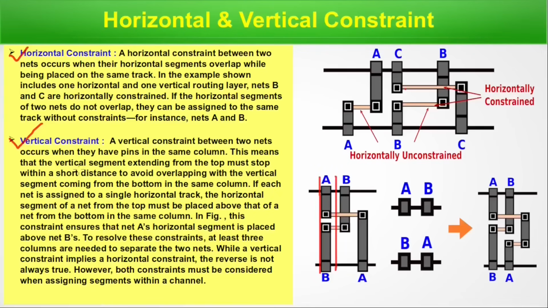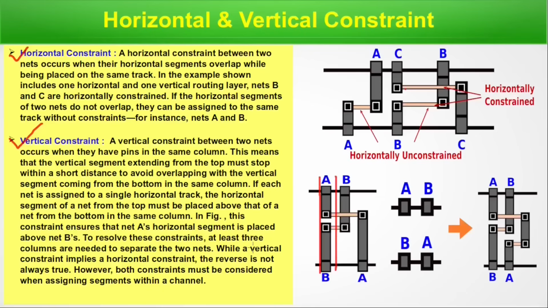So this means that the vertical segment extending from top must stop within a short distance to avoid overlapping with the vertical segment coming from bottom in the same column. So that has stopped. If each net is assigned to a single horizontal track, the horizontal segment of a net from top must be placed above that of a net from bottom in the same column. In the figure, segment A is placed above B. This constraint ensures that net A's horizontal segment is placed above net B's.